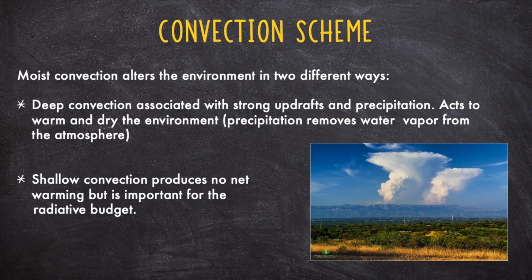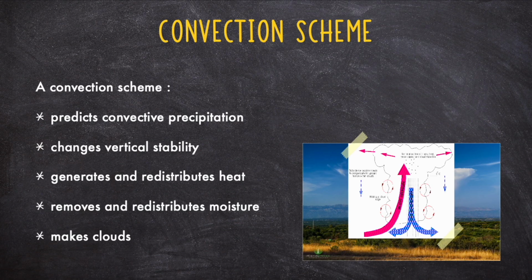Now, convection schemes. Moist convection alters the environment in two different ways. There is deep convection, which is associated with strong updraft and precipitation, and it acts to warm and dry the environment. And then there is shallow convection that produces no net warming, but it is important for the radiative budget. We also know that a convection scheme has to predict the convective precipitation, change the vertical stability, generate and redistribute the heat, remove and redistribute the moisture, and form clouds.